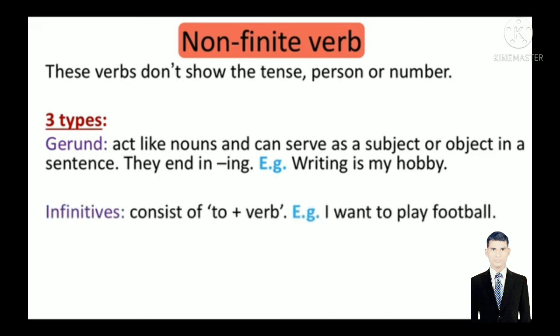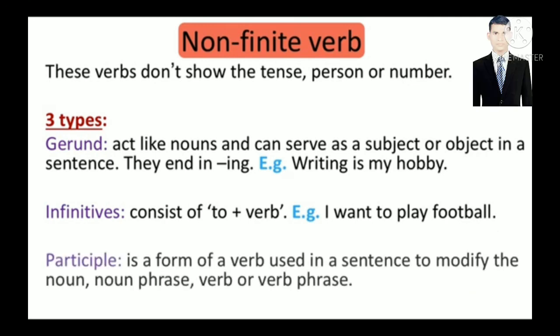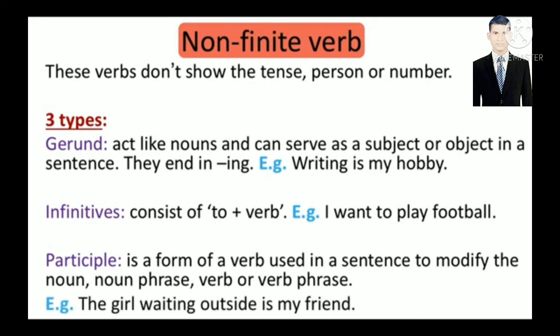Infinitives. This is another type and consists of to plus the verb. For example, I want to play football. Participle. This is a form of a verb used in a sentence to modify the noun phrase, verb, or verb phrase. For example, the girl waiting outside is my friend.